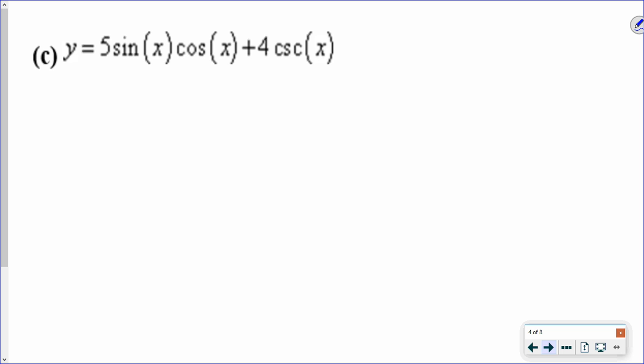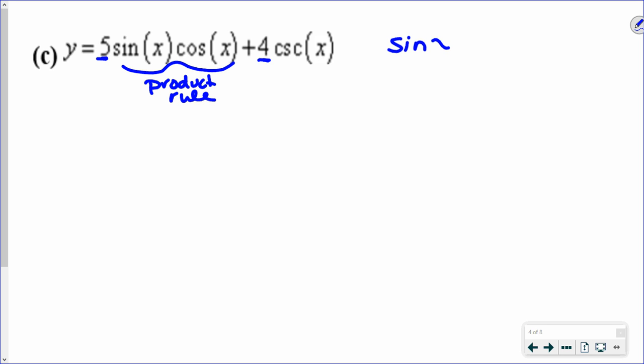Okay, now let's look at this one. This time we have y equals 5 times sine of x times cosine of x plus 4 times cosecant of x. So I don't have to worry about these constant multiples because I can just bring those down in front of the derivative. But this sine times cosine is going to require a product rule. Okay, so let's just start with that. I'm just going to work that off to the side.